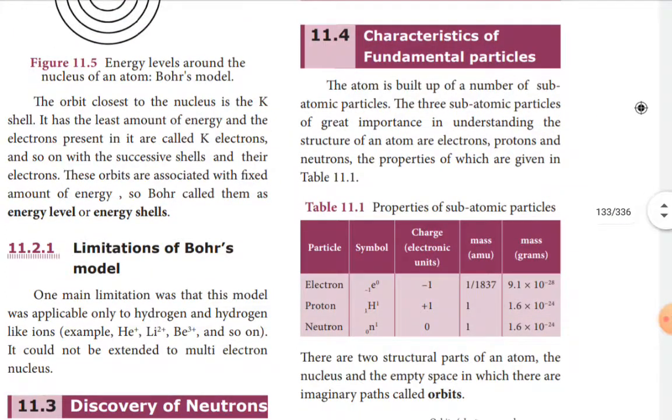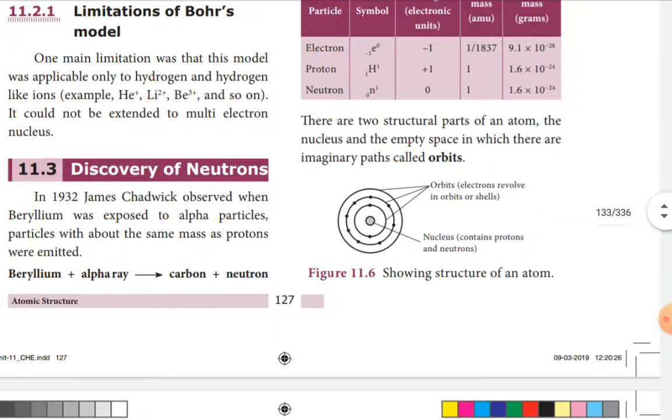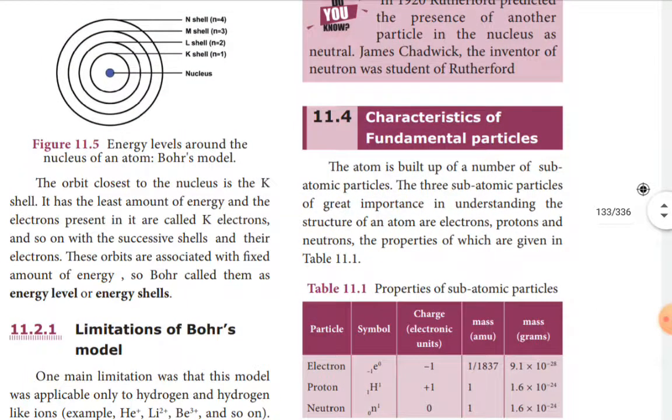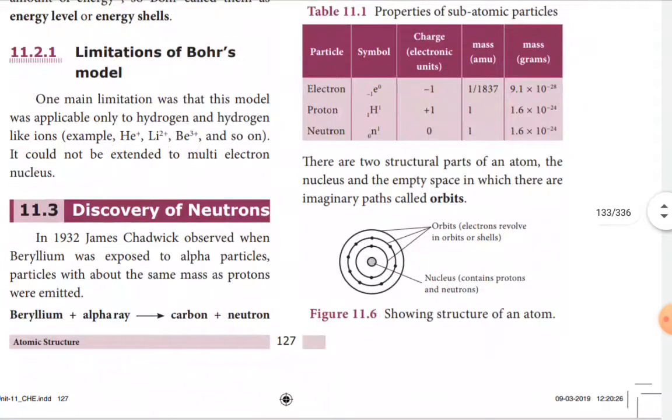Then we learned about the discovery of the neutron, which was done by James Chadwick in 1932 by bombarding beryllium with alpha particles. He found that a neutral particle is emitted, which is called a neutron. Among the fundamental particles, there are three that you already learned: electron, proton and neutron. Electron is a negatively charged particle, proton is positively charged and neutron is a neutral particle.